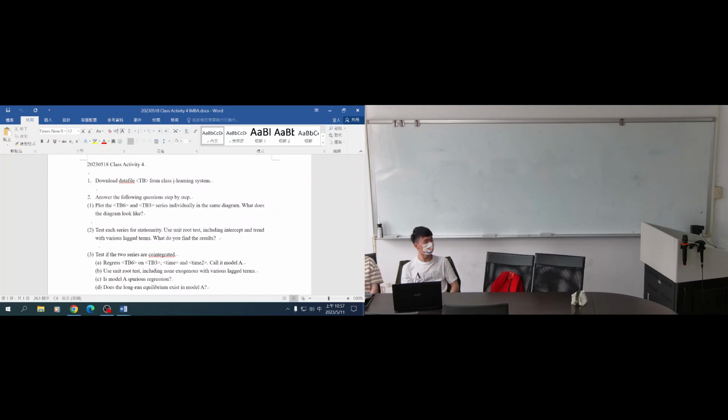So up to question number 3, are there any questions about it? All right. Which one? You mean this one? Unit root test, including none, with various lags. None means none. We have 3 options, right? And you can try various different lags to see the unit root test. Then what do you find in the result?